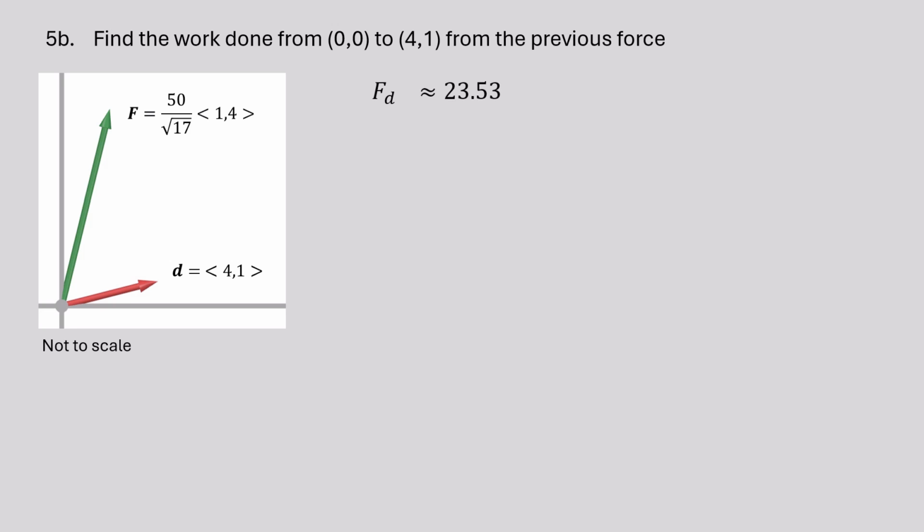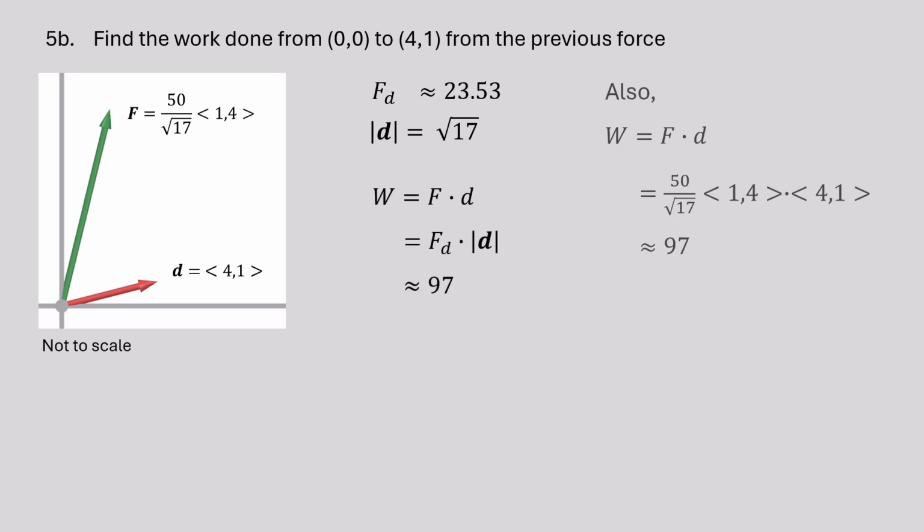We already found the projection of the force, which was 23.53. We'll label that FD. Then we need to multiply by the distance, which would be the length of the distance vector. When we do that, we get around 97. On a side note, we could have just taken the dot product to get this answer too. I'll explain this in the next slide.